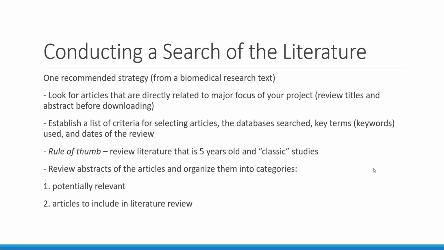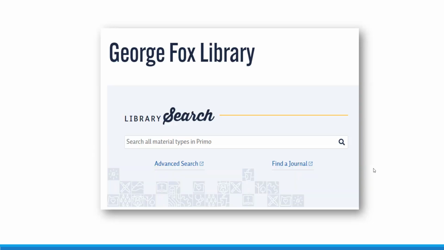Again, review those abstracts and then organize them into categories, those that are potentially relevant, and then articles to include in your literature review. Okay, so we're going to look at a couple different ways of searching the literature. And the first way here is to be able to access CINAHL and Medline together at the same time. And then we'll also look at PubMed, which is a platform to access Medline.